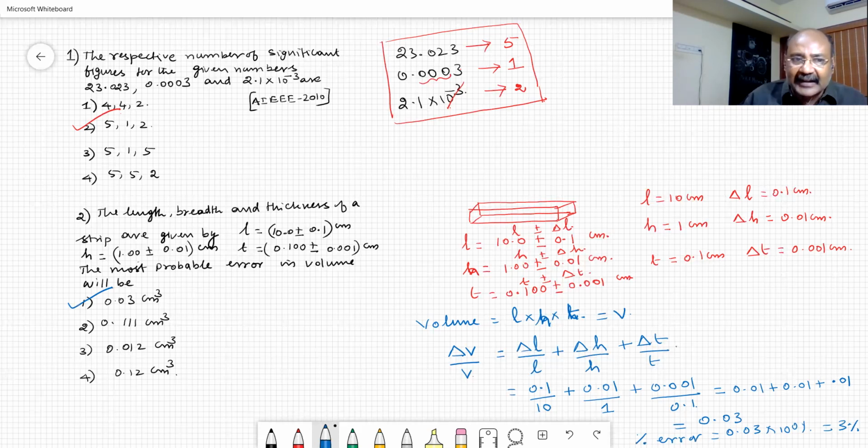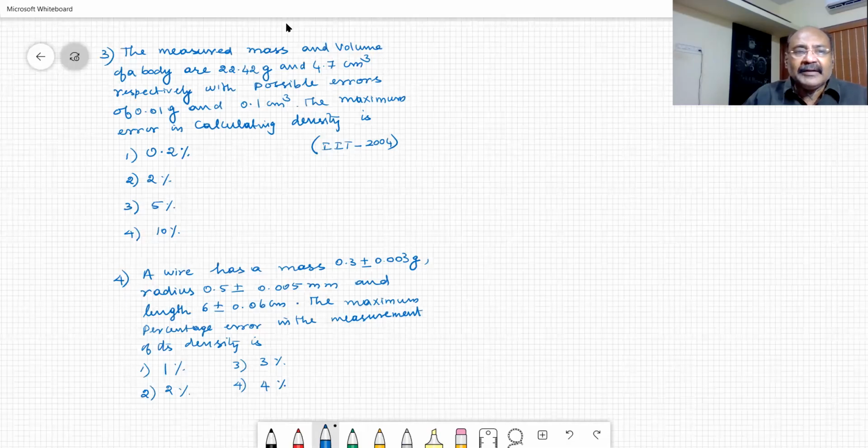So this we are taking as the error available. If so, option A, or option 1, is taken to be the correct answer. Hope you should have understood this. Let us move on to the next problem. Problem number 3. Come on, let us go for problem number 3.